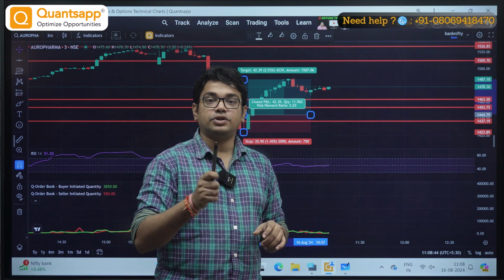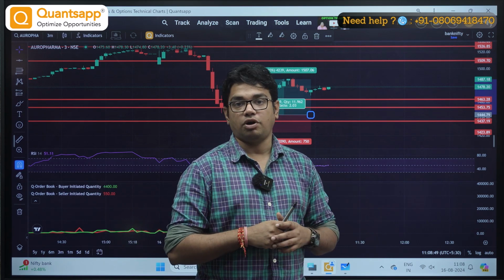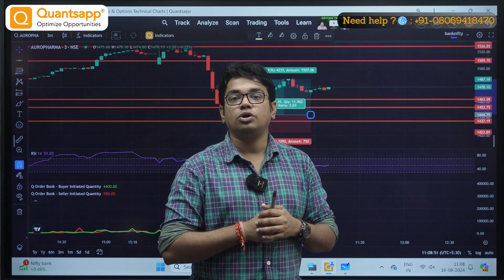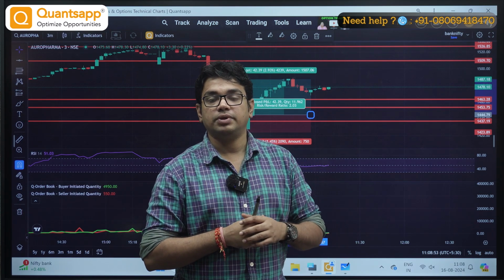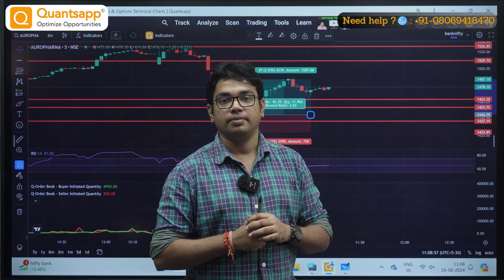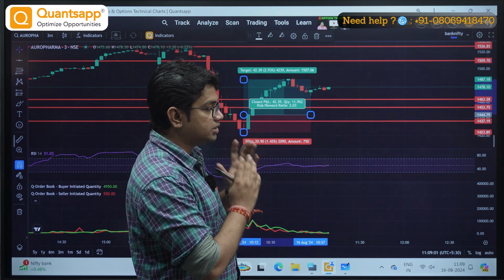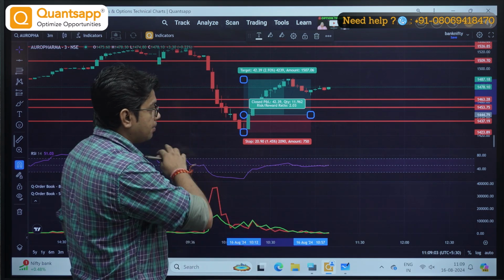Why am I saying at support and resistance? Because it is likely to go up and it will give you huge profit. If you take the trade in between, the stop loss will be much bigger and the profit will be small. At the support and resistance, the target will be huge. So this is how you are going to take the trade, by marking the levels.